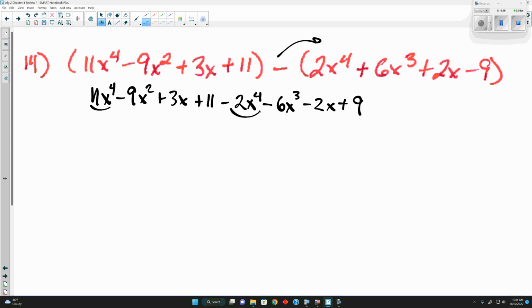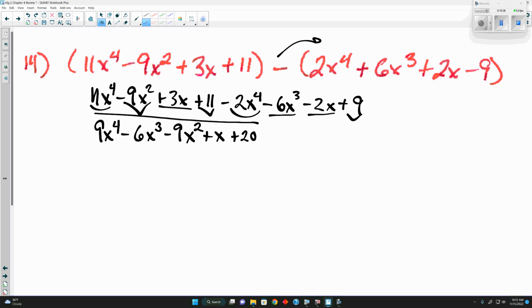Negative 11x to the fourth minus 2x to the fourth is 9x to the fourth. In our first one, we don't have cubes, but I do have a 6x to the third, yes? So it's going to be minus 6x to the third. Here I have an x squared. Do we have any other x squareds? No. So we have minus 9x squared. 3x minus 2x is plus x. And lastly, 11 plus 9 is plus 20.